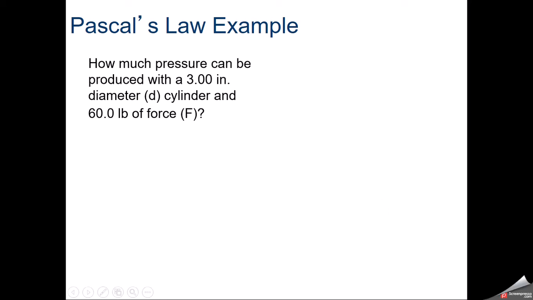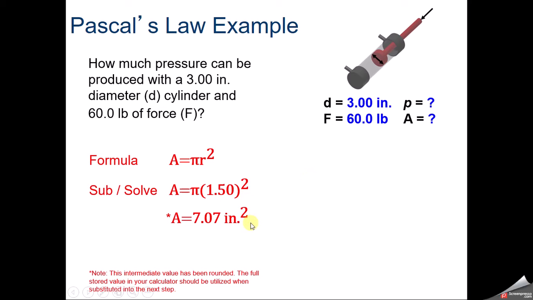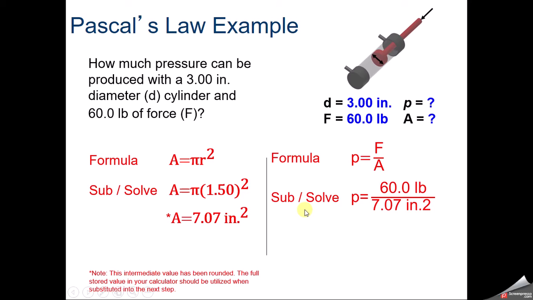Look at the cylinder: how much pressure can be produced with a 3-inch diameter cylinder and 60 pounds of force? Just like any other Project Lead the Way question, the formula for area is pi r squared. That's radius, and they give us diameter, so make sure you cut that in half. Therefore, the area you're plugging in is roughly 7.07. Your pressure is force divided by area, so 60 pounds over that area gives about 8.5 PSI being created by each one of those cylinders.